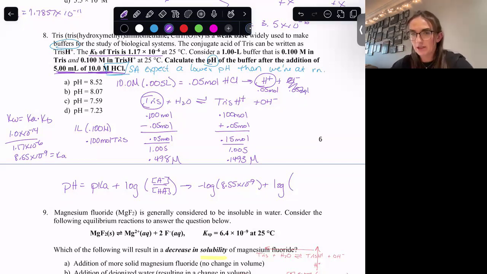Yep, so someone said the base tris, and that's correct. So we're going to take 0.498 over 0.1493. And we'll see that pH is equal to 7.59, which is C.